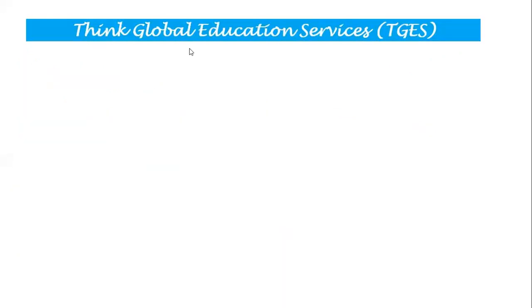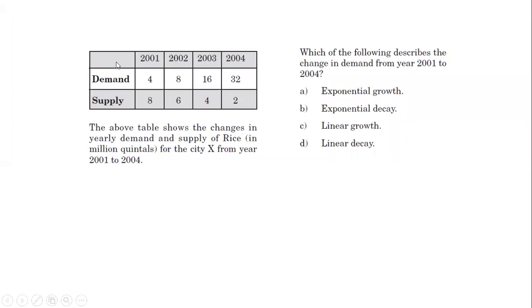So let's see one question. As I already told you the example, which of the following describes the change in demand from the year 2001 to 2004? So we are focusing on demand. 2001 to 2004, 4, 8, 16, 32. That's actually an increasing GP, right? So that's definitely an exponential growth, right? Because we are multiplying every term by 2. It's a multiplication factor. So it's an increasing GP, that's an exponential growth. I hope this is pretty clear, very straightforward question.